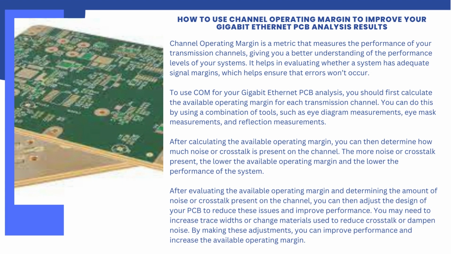The more noise or crosstalk present, the lower the available operating margin and the lower the performance of the system. After evaluating the available operating margin and determining the amount of noise or crosstalk present on the channel, you can then adjust the design of your PCB to reduce these issues and improve performance.